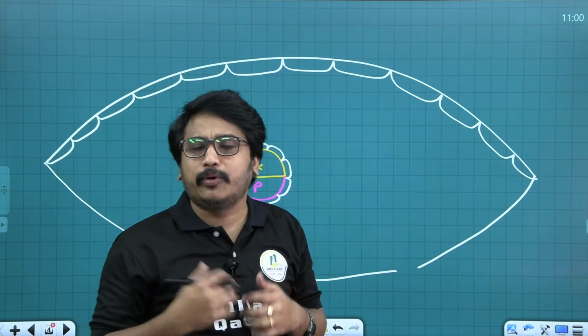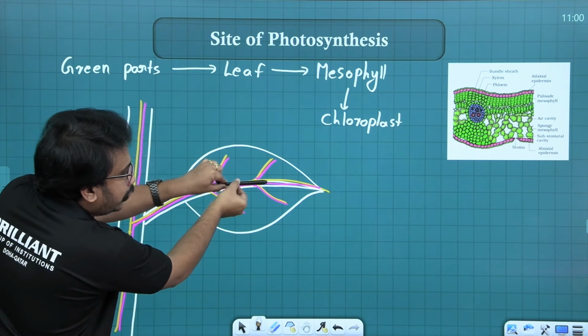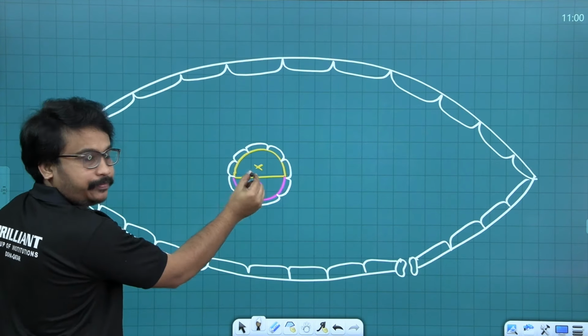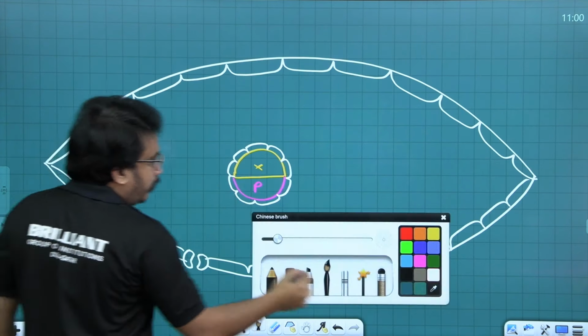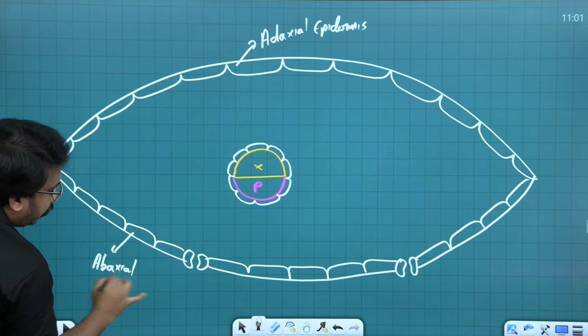Now just look at this diagram. So here adaxial and abaxial epidermis, midrib I have drawn like this. Now cross section we will be drawing straight. Hope you have understood. Now in between the upper and lower epidermis, so upper epidermis is also called as adaxial epidermis. Then lower epidermis, that is actually called as abaxial epidermis.